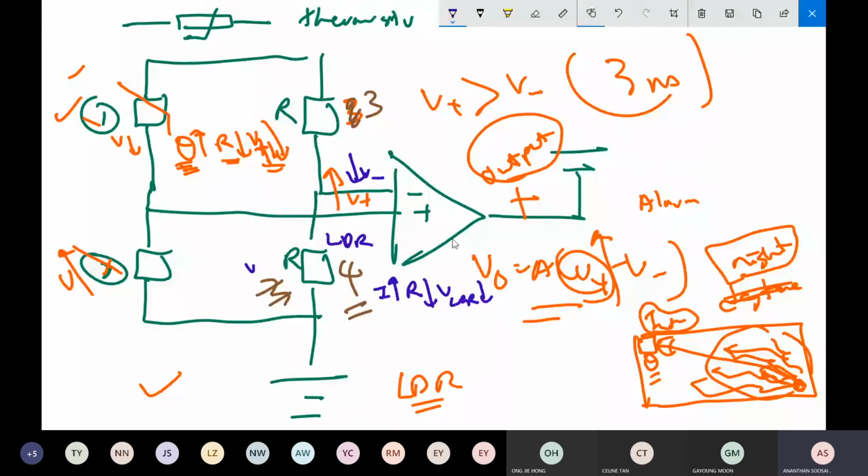So according to the op-amp formula, output equals gain times (V plus minus V negative). V negative is dropping, so V plus minus V negative is going to be positive. To make the output positive, you have two choices: either you raise V positive or you decrease V negative. Here V negative is dropping, so the alarm will work.